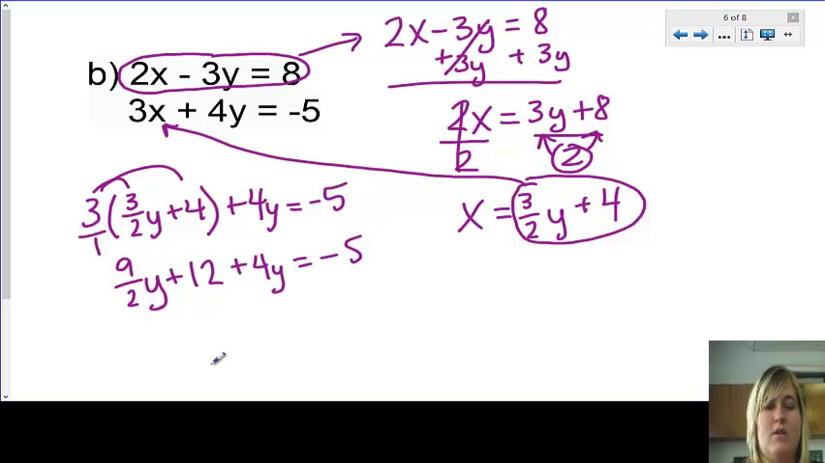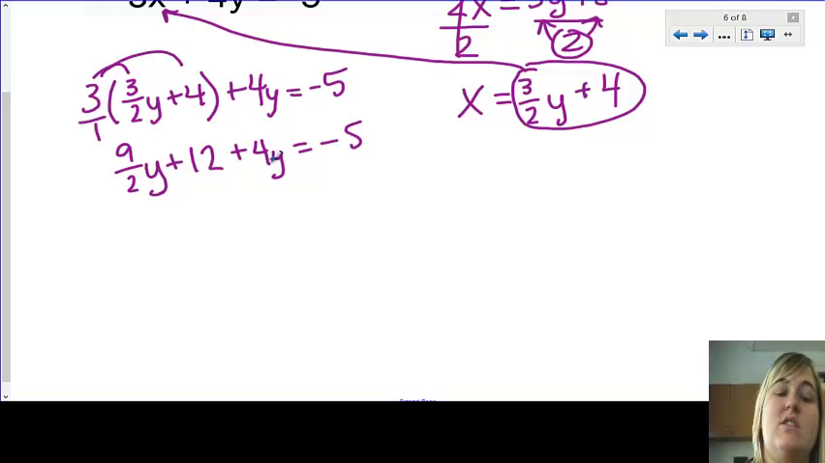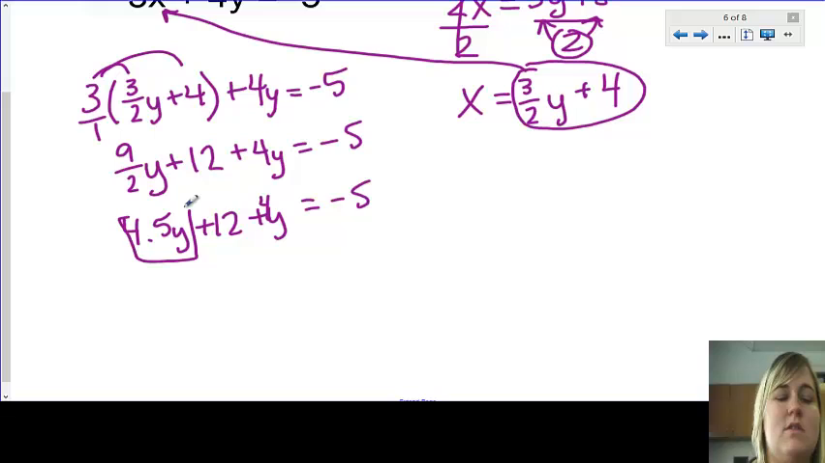And now what we're going to do is we have to add these two things together. So I can do that either by changing this to a decimal or by changing this to a fraction. And I'm just going to change this to a decimal because I know how much you guys love to work with fractions. So if I take 9 divided by 2, I get 4.5y plus 4y, I forgot the 4. So now I have like terms.